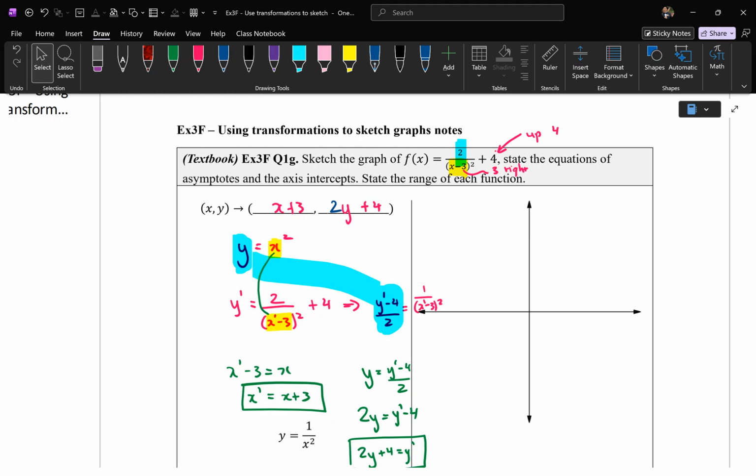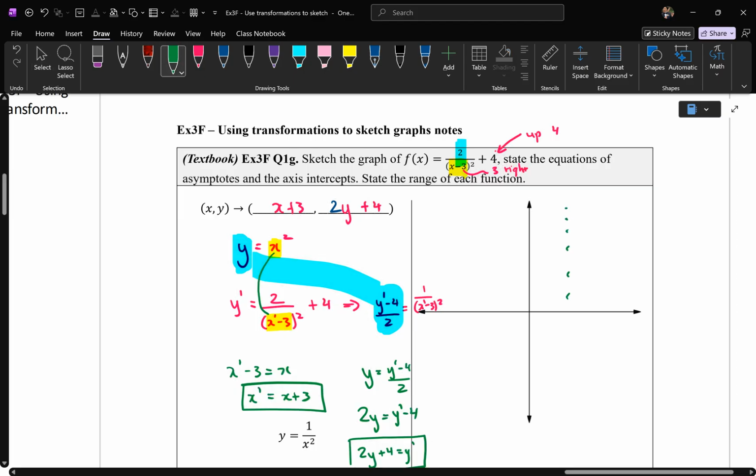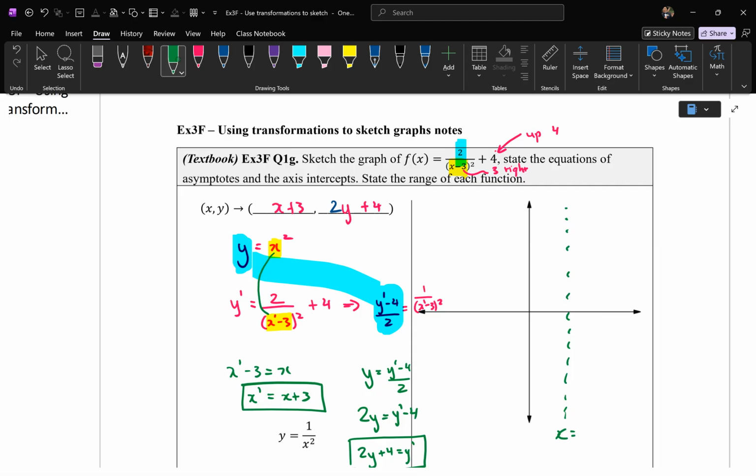Okay, so based on what we can see, moving to the right by 3, I should expect a vertical asymptote. Make sure to use a ruler. I'm just doing it very lightly here, so hence it's not perfect. But make sure you use a ruler when you do it. Asymptote at x equals 3, label the equation. Don't leave it like that, and don't leave it with a 3 here. Actually write x equals 3 as your asymptote.